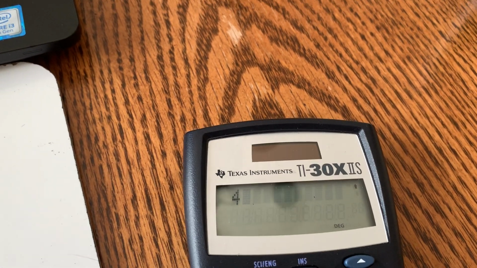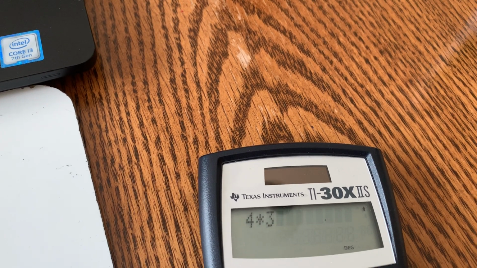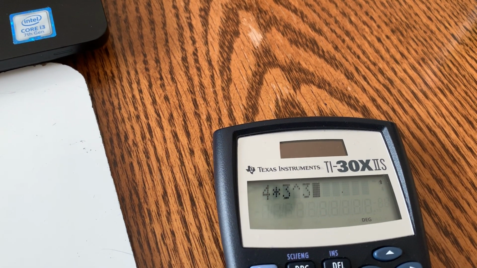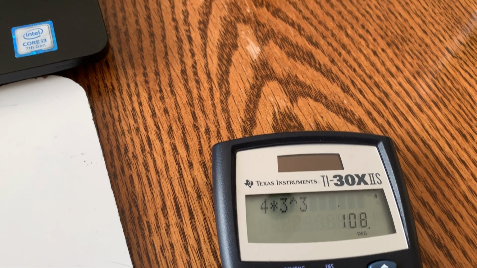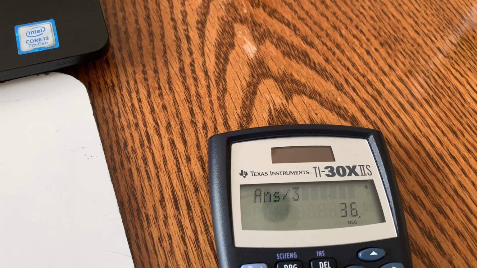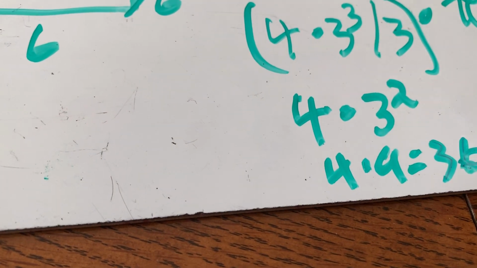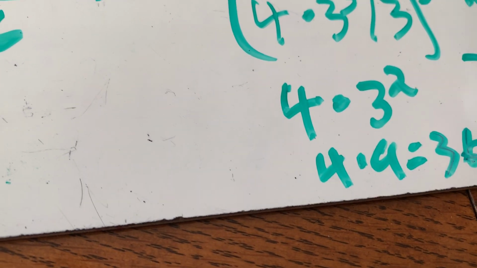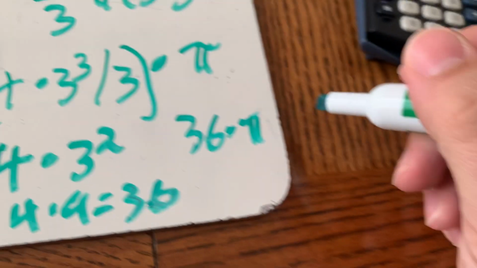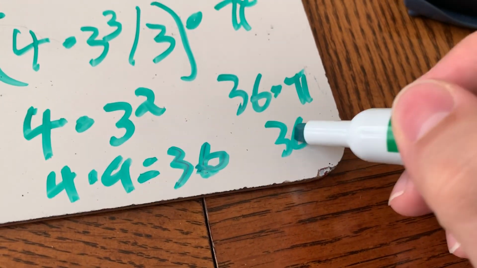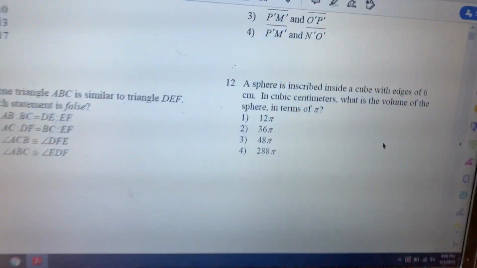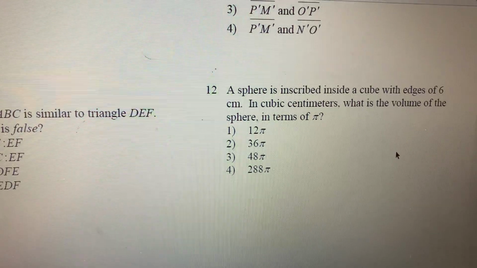Okay, so I've got 4 times 3 to the 3rd power equals 108, divided by 3. Still got 36. So this whole thing gives me 36. So I've got 36 times pi, which I can just write as 36 pi, which is answer choice 2.